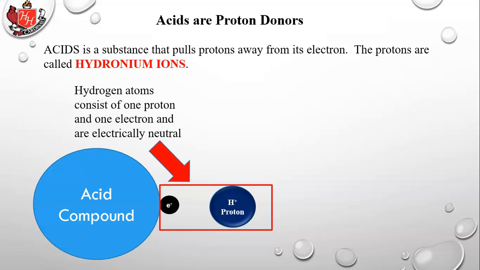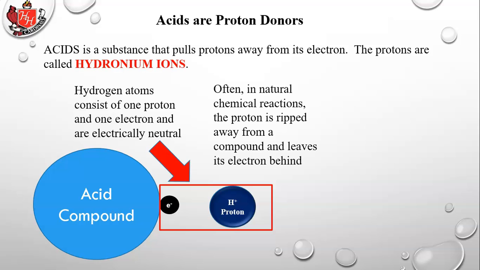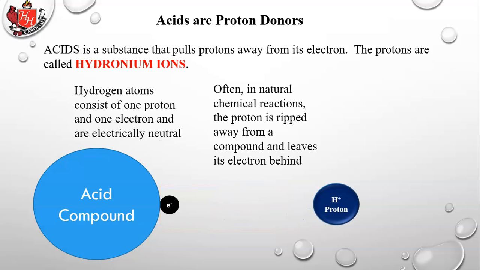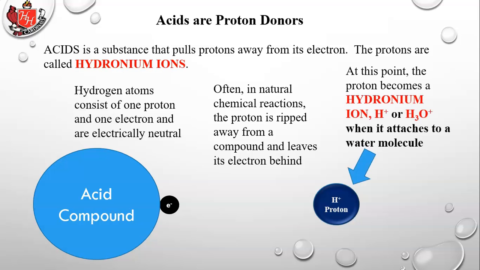Okay, so that's basically a full hydrogen atom. One proton, one electron. Often in natural chemical reactions, the proton is ripped away from a compound and it leaves its electron behind. So this happens like this. And it gets pulled away. Why did it get pulled away? Because some other molecule attracted it away from its original compound. So at this point, the proton becomes a hydronium ion, H+, or an H3O+, when it attaches to a water molecule. And that's often what happens. That's why the two are considered the same. H+, which simply means a hydrogen without its electron. It's an ionized hydrogen atom, and it's called a hydronium ion.